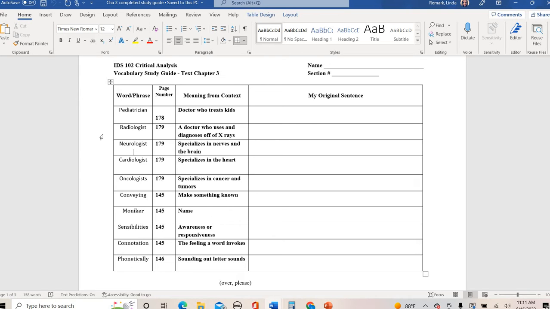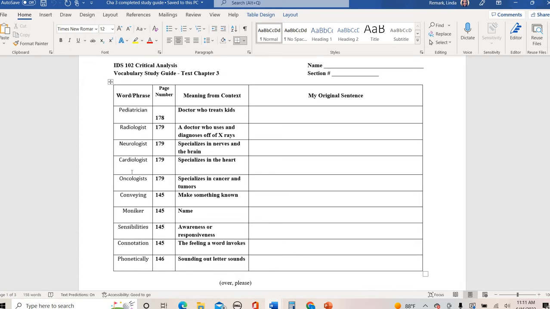Radiologist is someone who uses and diagnoses off of x-rays. So they're the ones looking at your x-ray to see, is something broken? Looking at maybe different scans. So that is someone who uses and diagnoses off of x-rays. A neurologist is someone who specializes in neurology, the nerves and the brain. So a doctor of neurology is going to be looking specifically at the nerves and the brain. A cardiologist is someone who specializes in the heart.